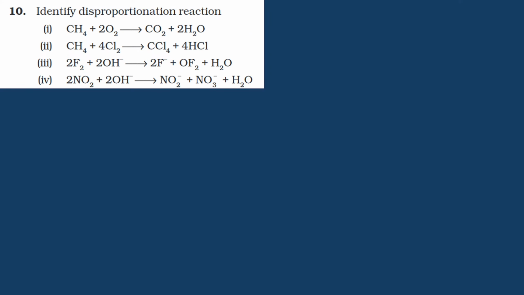Question number 10. Let's identify which one is the disproportionation reaction. There are 4 options. Which one is the disproportionation reaction? What is disproportionation? Well, you've got a middle oxidation state, and that gets oxidized and it gets reduced. So it gives me a higher oxidation state and a lower oxidation state as well. That is the definition of disproportionation.